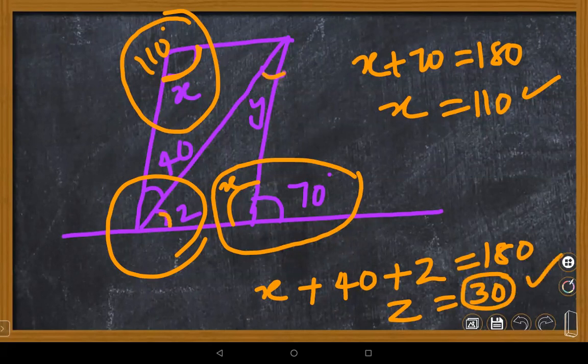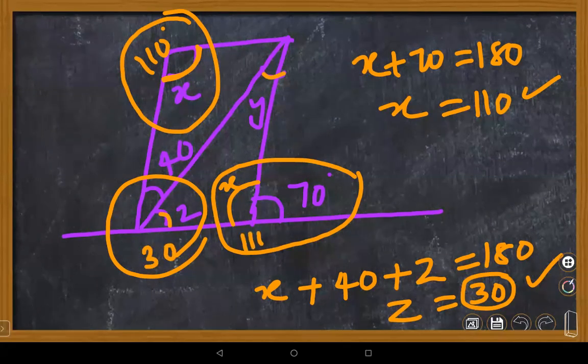You need to find the Y value. So this angle is 40, right? This is 30. This is 110. This is the question mark. So like that, we are getting the Y value as 40.